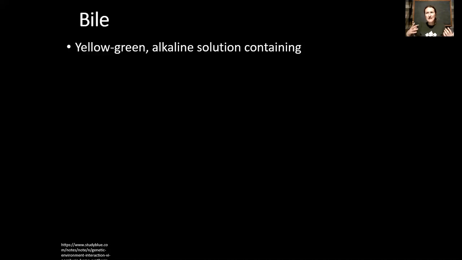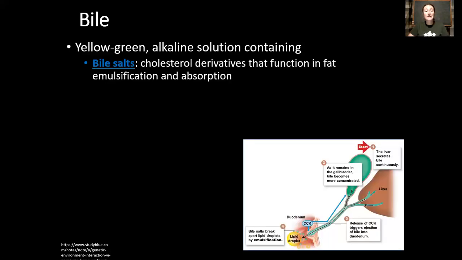So really, what is bile? I keep talking about it. I mentioned this, I think, like the first day of class. What is bile? It's this yellowish green substance. It is alkaline, which is going to be important to digestion here soon. And it contains a variety of things produced by the liver, or at least processed by the liver, such as bile salts. Bile salts are derivatives of cholesterol.